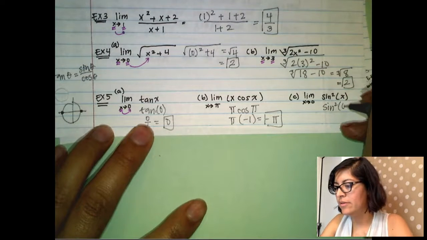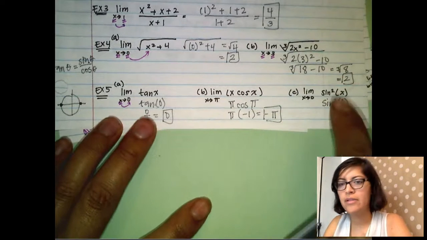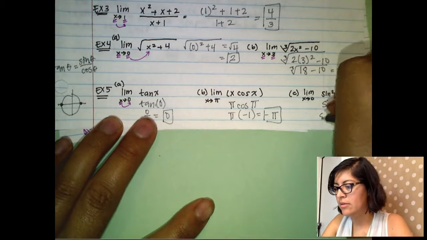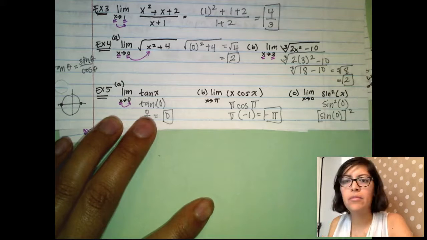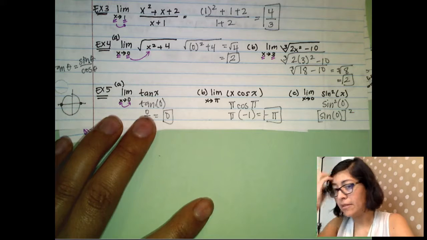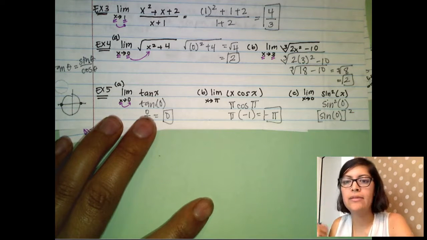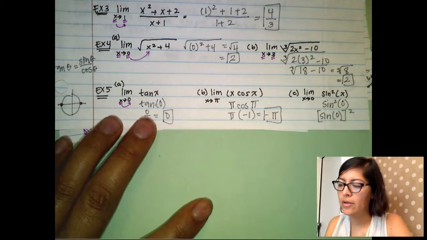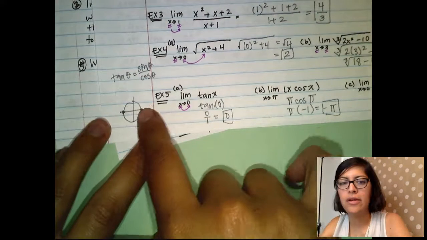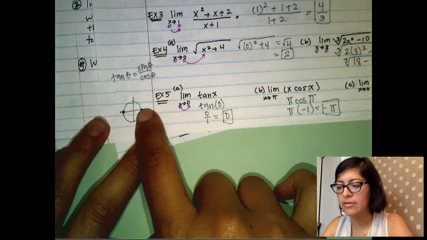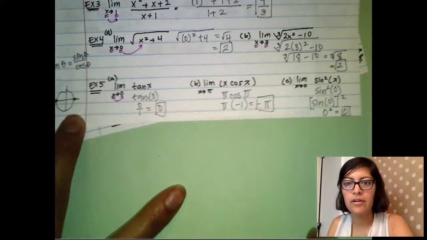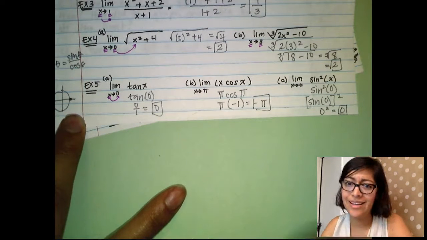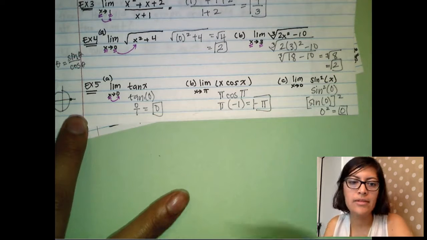Alright, sine squared of 0. Remember, sine squared just means sine of 0 multiplied by itself. So you multiply sine of 0 times sine of 0. Sine values are your y values, so that means this is 0 to the second power, which is going to give you 0. And that's it. This portion is the easy section of it.